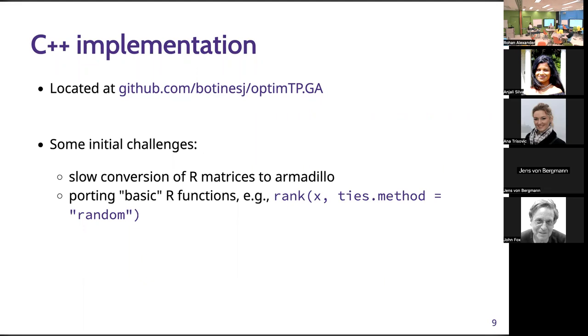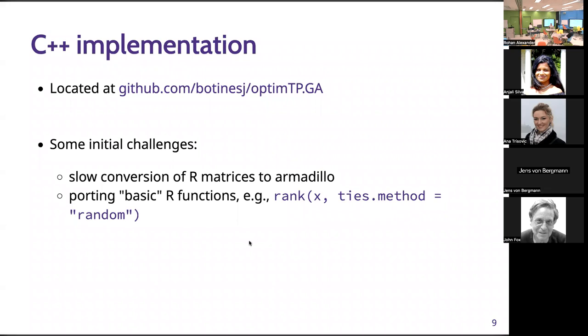At some point you need to convert R matrices to Armadillo, but that seemed to be slow in the beginning. Looking at Stack Overflow posts and whatnot, we were able to figure out that it had to do with pointers, and converting the matrices using pointers was really the way to go.